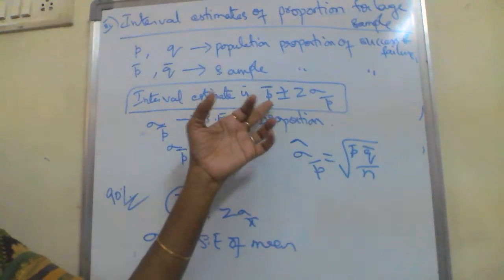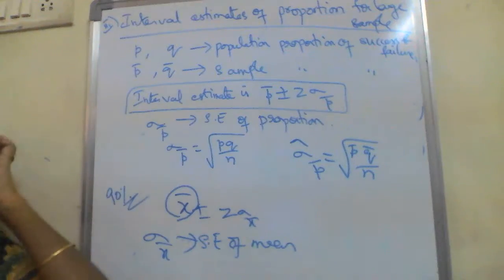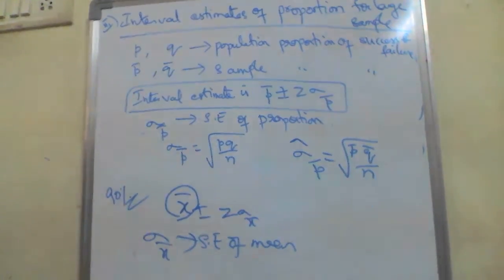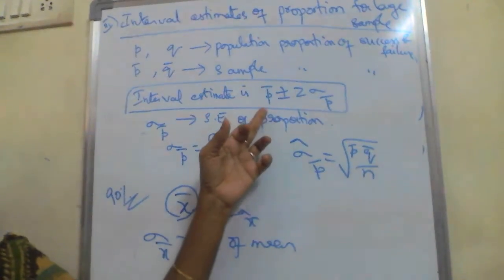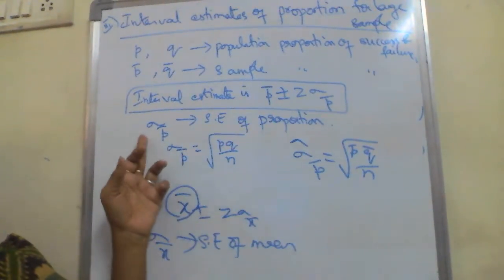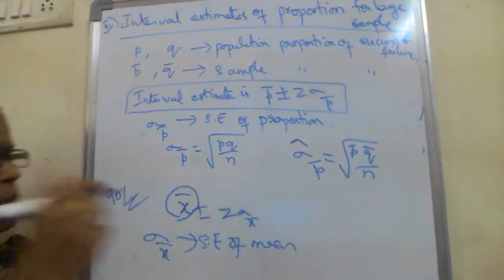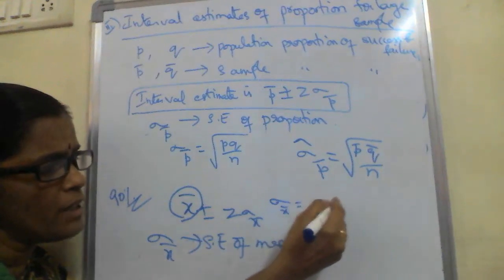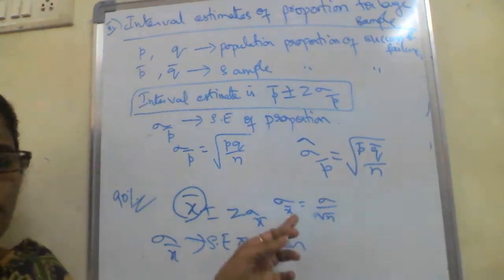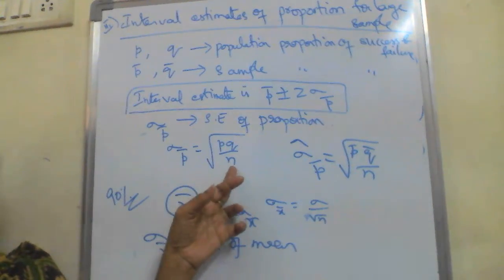This P bar is the sample proportion of success. P means it is the population proportion of success. So here it is given by P bar plus or minus z sigma P bar, and sigma P bar is the standard error of proportion. For sigma x bar, we know the formula is sigma by root n. Same way here, sigma P bar we find with the square root of PQ by n.